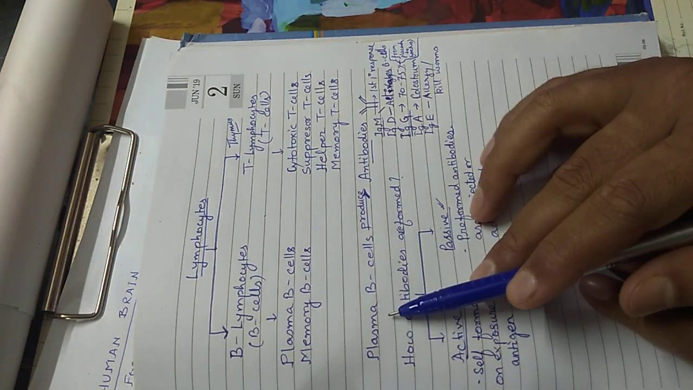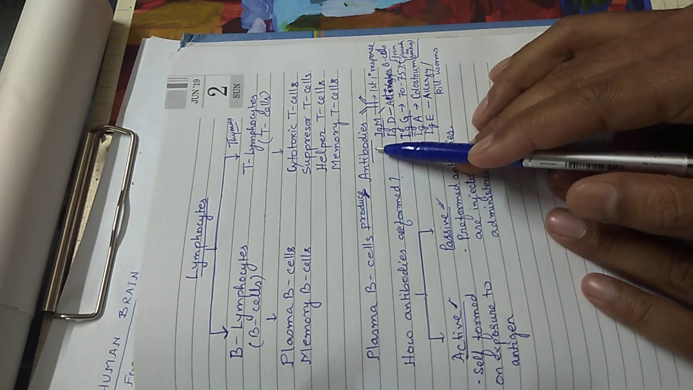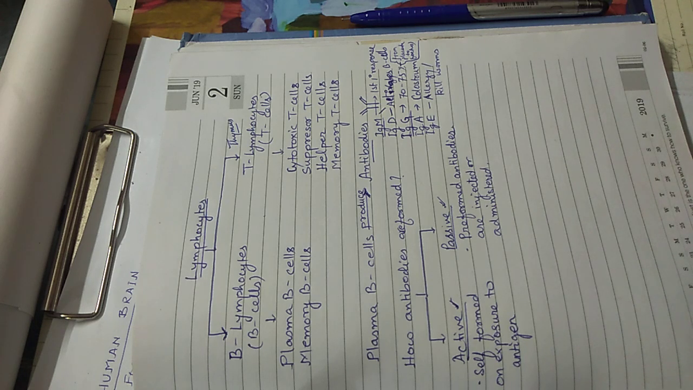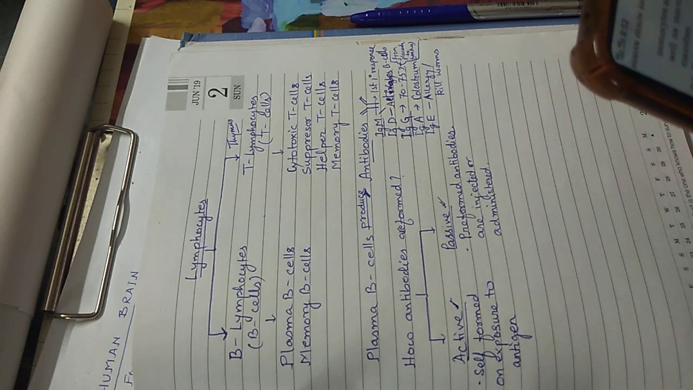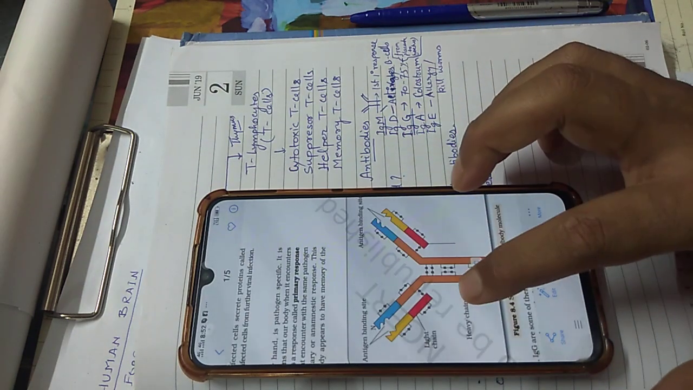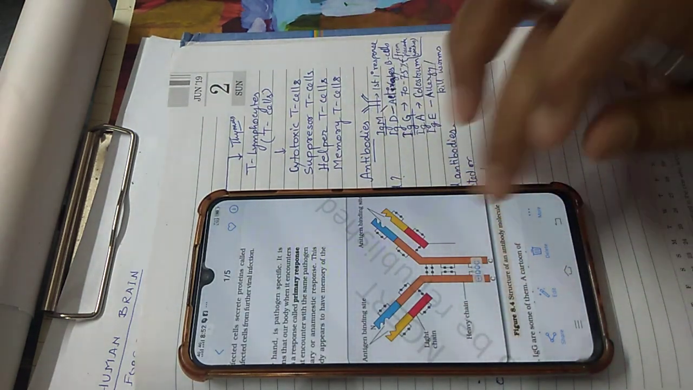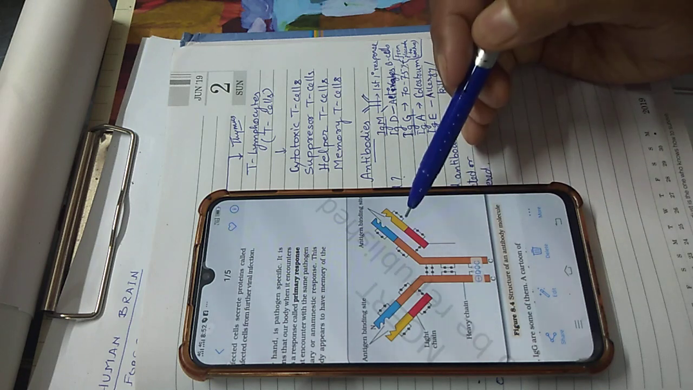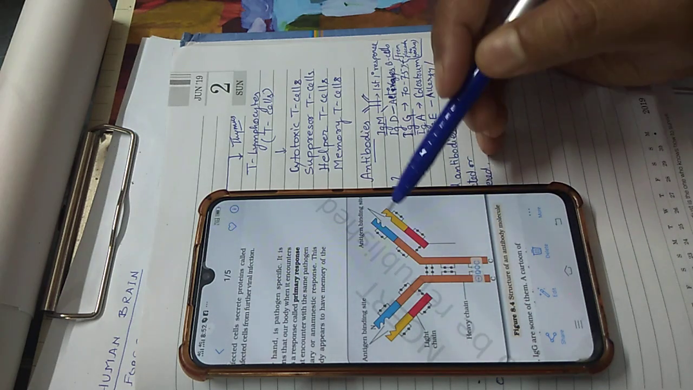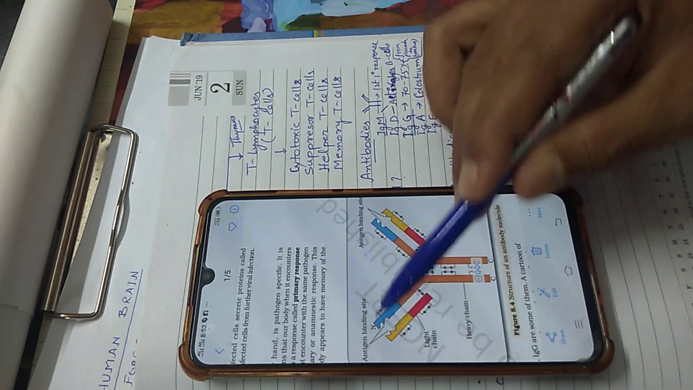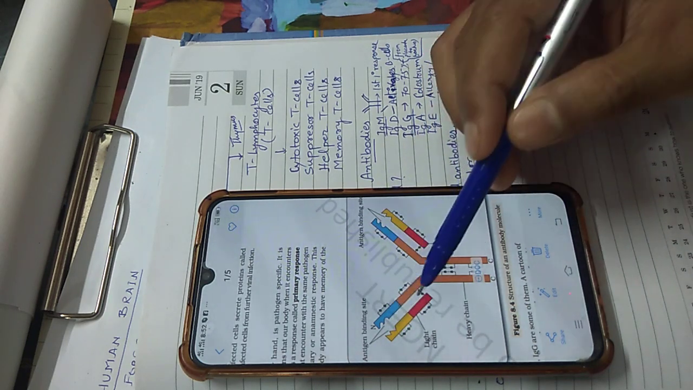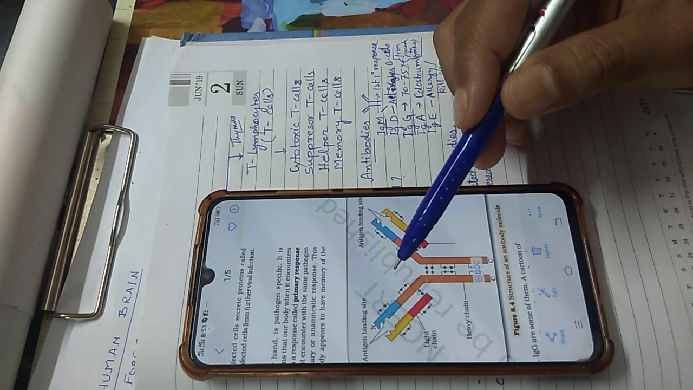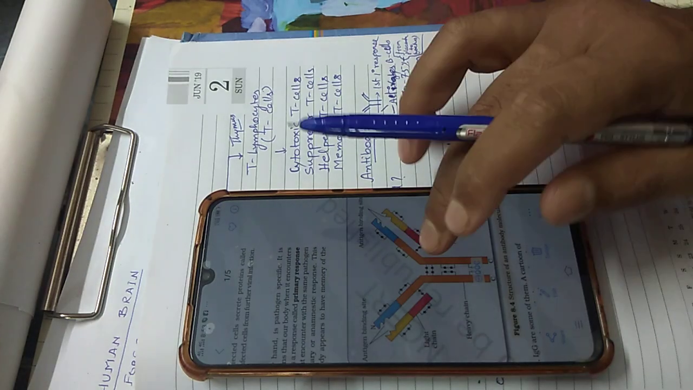So plasma B cells will end up producing antibodies. Antibodies are protein molecules. A structure of antibody molecule is given in your textbook, so we can have a look at the diagram. It is a protein molecule, so it has 4 polypeptide chains. The inner chains are heavy chains, outer chains are light chains, and the top portion where you have the antigen binding site is the variable region, and this is the constant region. Variable region because they can change the configuration to bind with the germ, and the germ is called antigen.